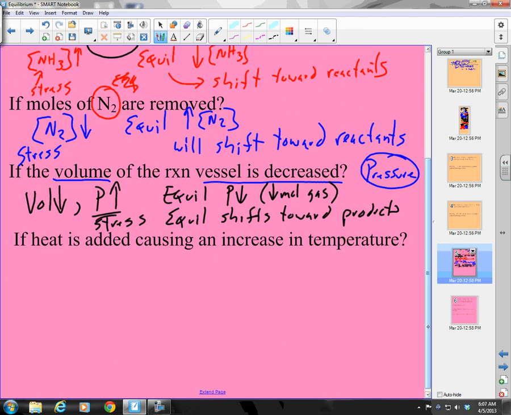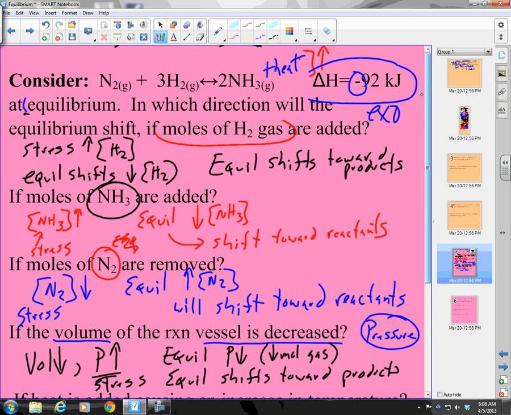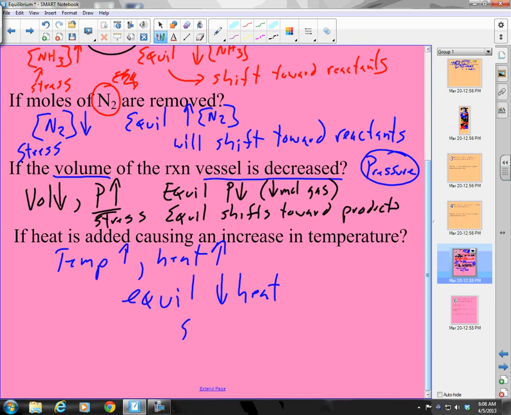Okay. So if heat is added, so my temp goes up, which means heat goes up. So what does my equilibrium want to do? My equilibrium wants to reduce heat. How do I reduce heat? I want this to become smaller. How does it become smaller? Well, if I go from left to right, I'm creating heat. So no, if I'm going from right to left, I'm using heat. So I want to go that direction. So that means my equilibrium shifts toward reactants. I almost said products. That would have been wrong.